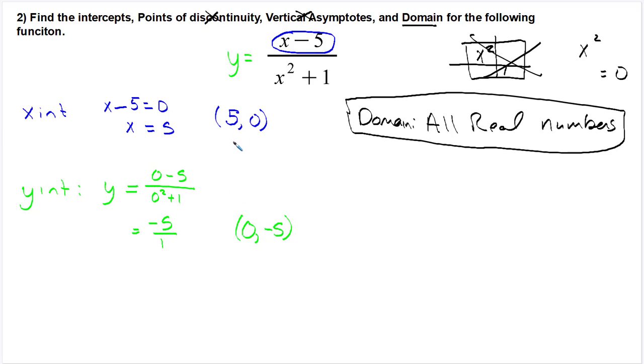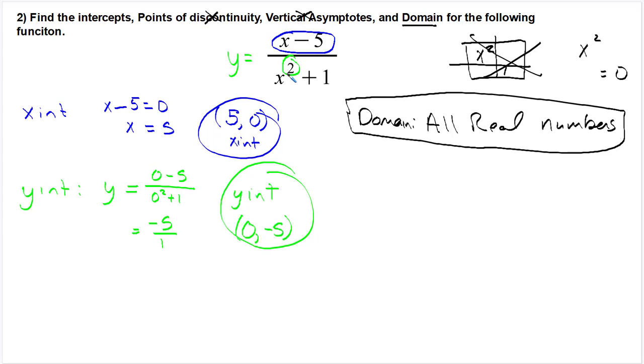And so my x-intercept is 5, 0. My y-intercept is 0, negative 5. And on this one, there were no points of discontinuity or vertical asymptotes because the denominator was not able to be factored, and that denominator could not cancel with anything in the numerator. Now, if it wasn't squared, I would set that equal to 0, but since it is squared, I have to go with that. So let's go on to the next one.